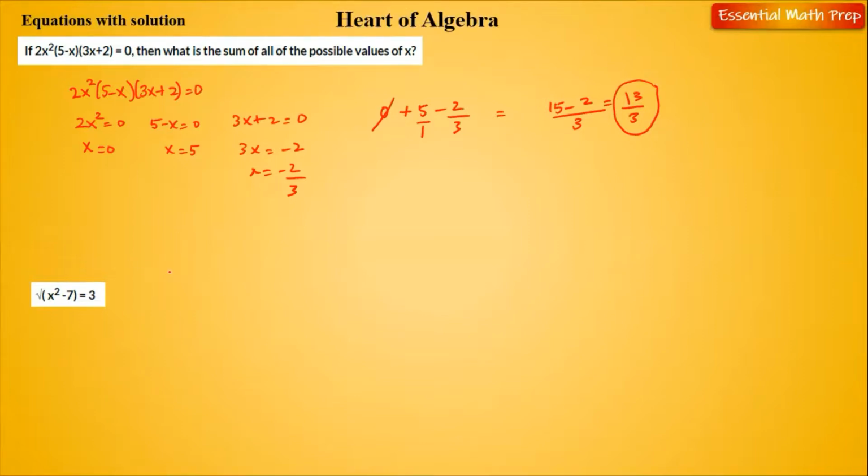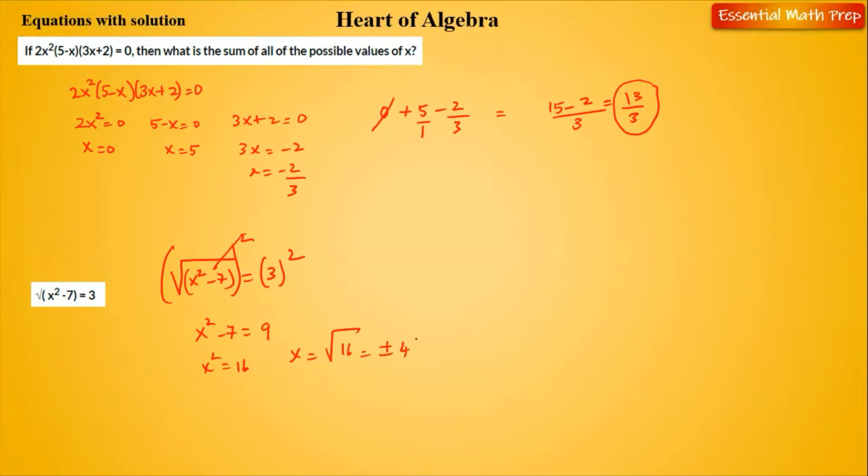Let's continue. So we have square root of x squared minus 7 equals 3. I've repeatedly said, when you have a square root on one side and you have nothing on the other side, your best bet is to take the square on both sides, not square root, square on both sides. So if you square both sides, you get rid of the square root, which leaves you with x squared minus 7 equals 9, x squared equals 16, x equals square root of 16, which is plus or minus 4. Isn't that simple?